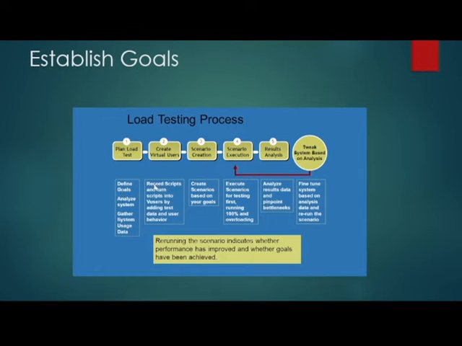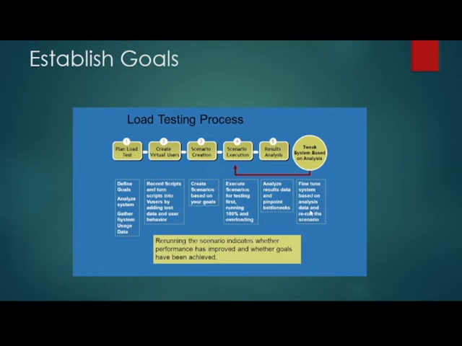Step 2, create virtual users. Record scripts and turn scripts into V users by adding test data and user behavior. Scenario creation is the third one. Create scenarios based on your goals. Step number 4, scenario execution. Execute scenarios for testing first, running 100% and overloading.